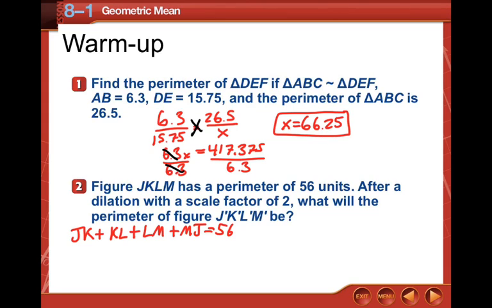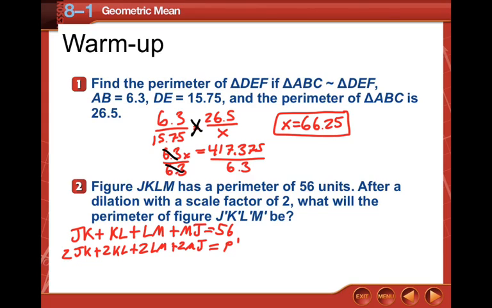Then we're going to do this dilation, and a dilation means we're going to multiply each part by whatever the dilation factor, scale factor is. In this case, it's 2. So 2 times JK plus 2 times KL plus 2 times LM plus 2 times MJ. And that's going to be equal to our new perimeter we'll call P prime, since our new figure is J prime, K prime, L prime, M prime.